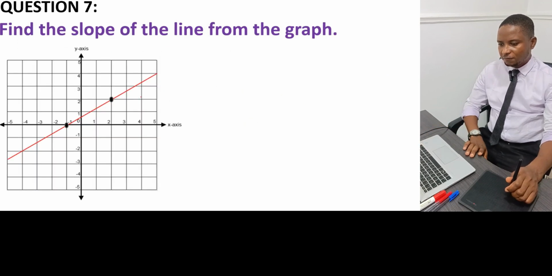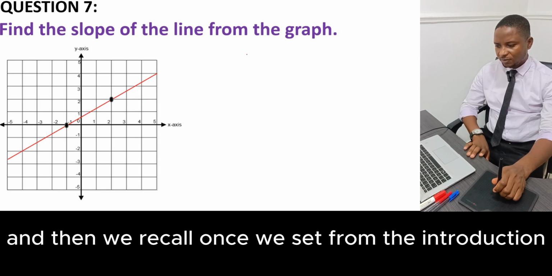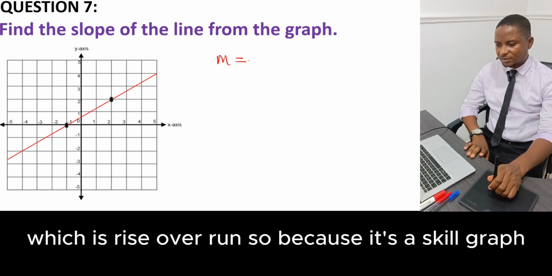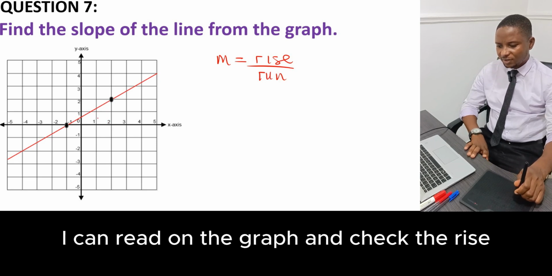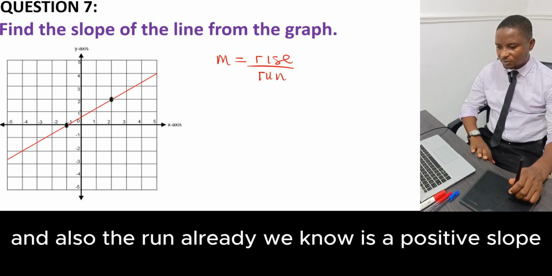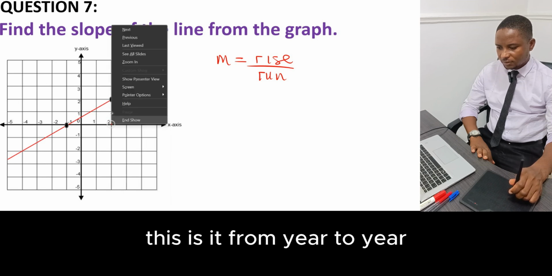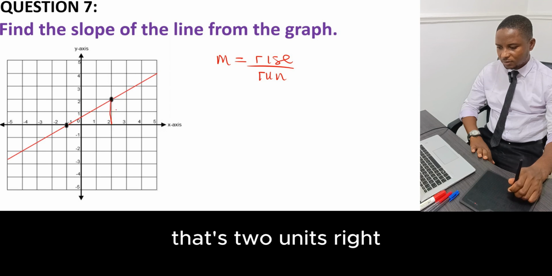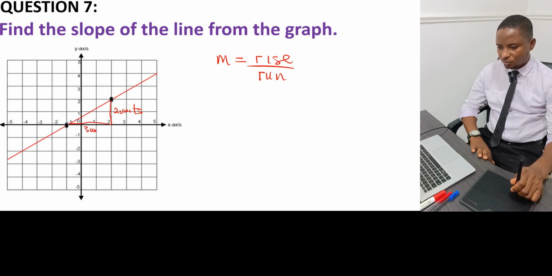Question 7. Find the slope of a line from the graph. We're looking for the slope of the graph, and then we recall what we said from the introduction, which is rise over run. Because it's a scale graph, it is easier for me to just connect to any point I can read on the graph and check the rise and also the run. Already we know it's a positive slope. So this is a rise. I'll trace it out from here to here. That's 2 units rise. And then you trace this one to this. That's 3 units run.